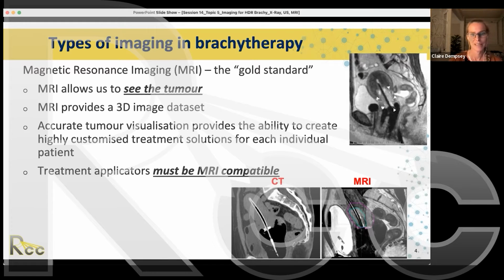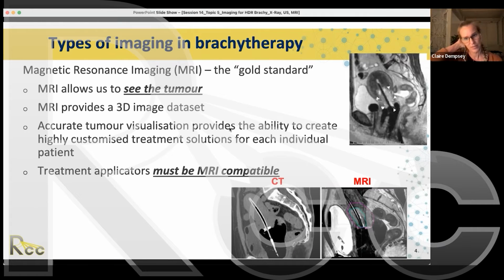So being able to see the tumor then allows us the ability to create these really customized and individualized treatment solutions for each patient. So rather than having the standard plan that we've talked about over the last couple of weeks with your tandem and rings and your tandem and ovoid, we can actually create far more customized treatment plans for each of our patients.